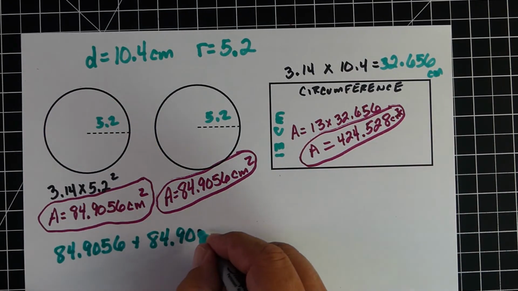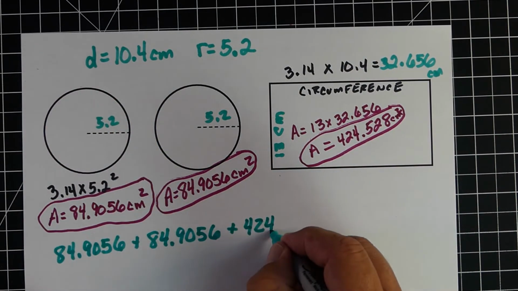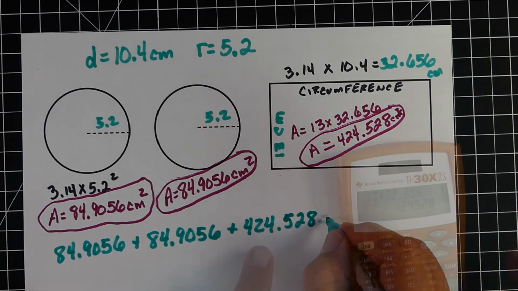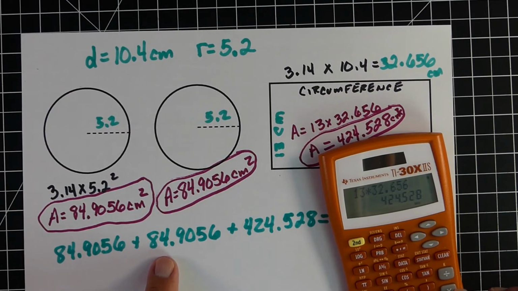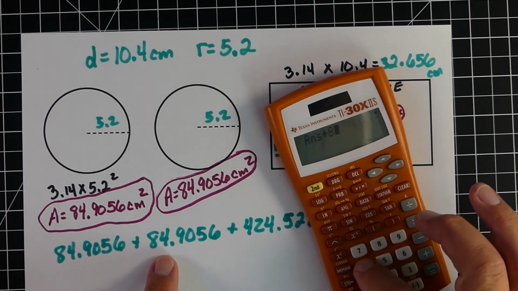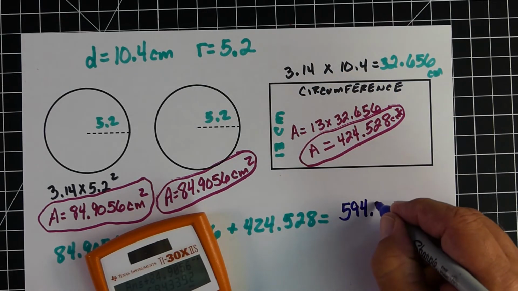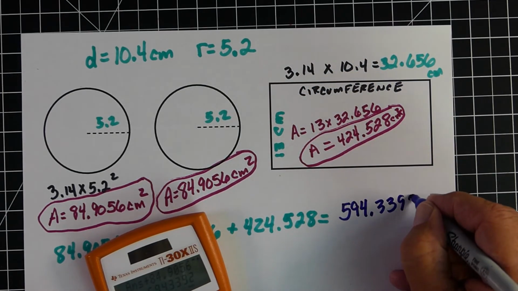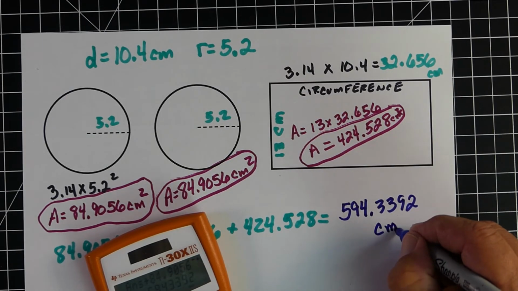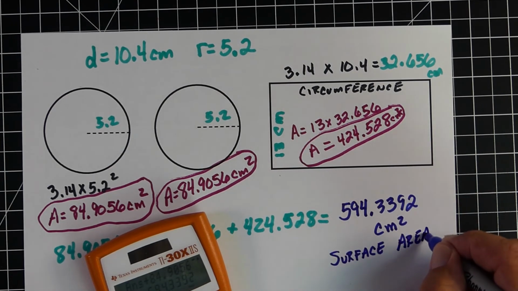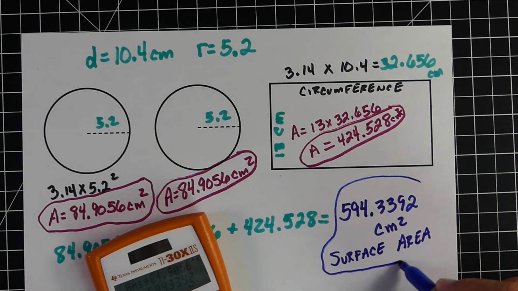So now to get our surface area, we just add up all three of these areas. So the area of the circle, the first one, the second one, and the rectangle. So when we add all these up, we're going to get our surface area. So in this example, when we do that, we get an answer of 594.3392, and that's going to be centimeters squared. So that is our surface area.